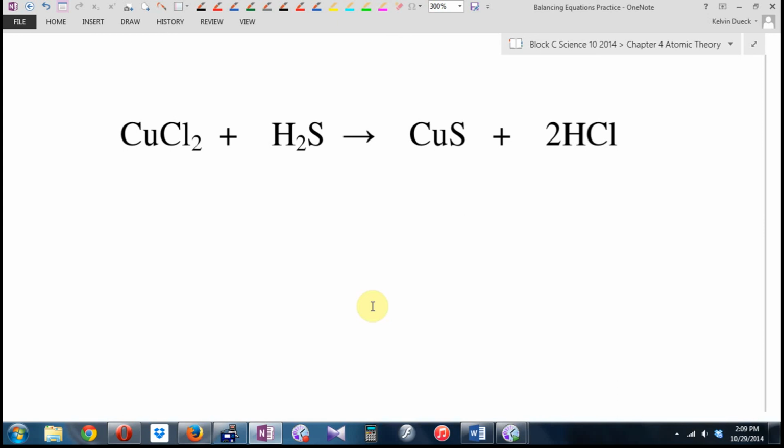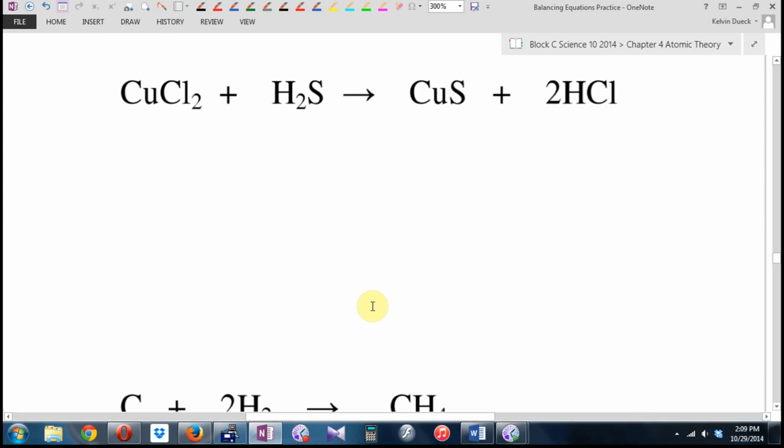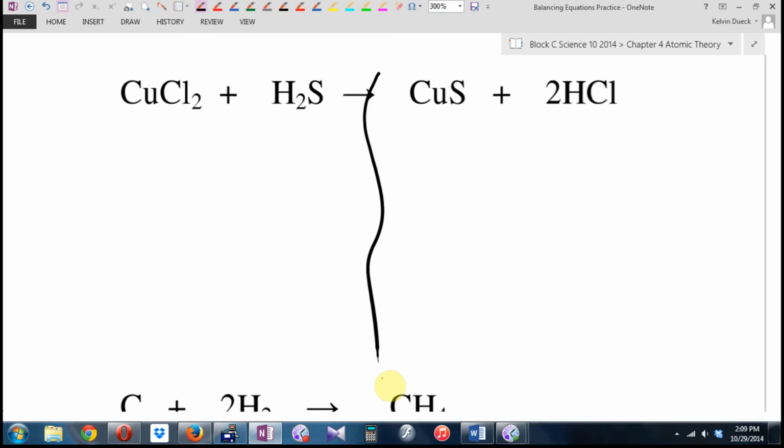Ready? For all of these, I will give you some marks for the first step. What's the first step? How many of each? On your own right now, try without looking up, listing how many Cu's, how many Cl's, how many H's, how many S's on either side. Then look up and see if you got that right. I'm going to freeze the screen so you can't cheat.